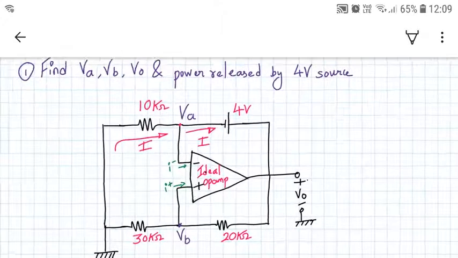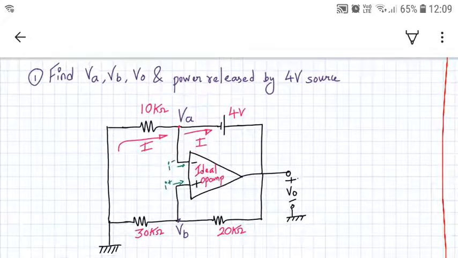Okay, so we have this given circuit consisting of an ideal op-amp and a few resistors, and we have to find VA, VB, and voltage VO, that is the output voltage. We also have to find the power released by the 4 volt DC source. So let us start with the analysis.